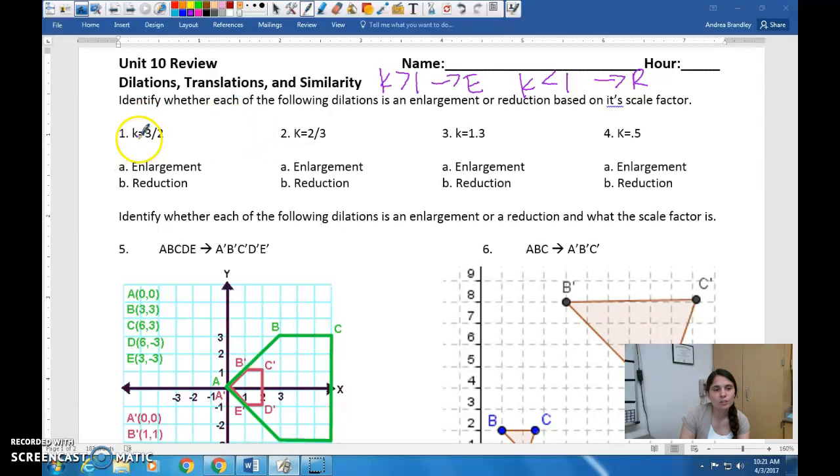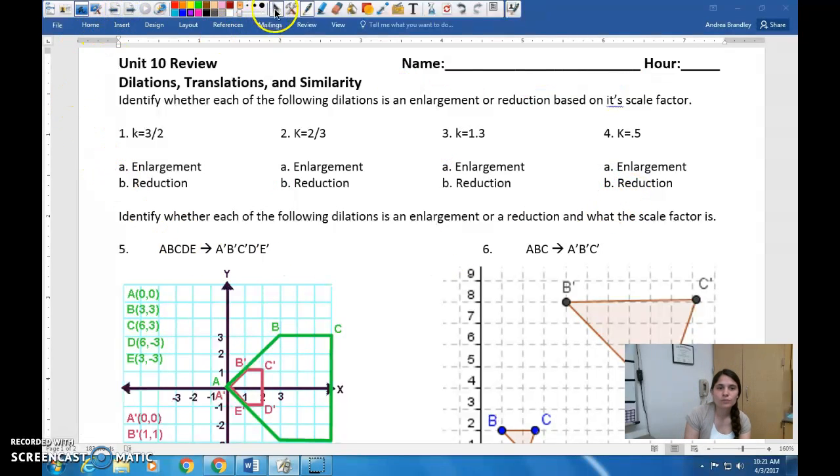So 3 over 2 is greater than 1, enlargement. 2 over 3 is less than 1, which is a reduction. K equals 1.3 is an enlargement, greater than 1. K equals 0.5 is less than 1, which is a reduction.